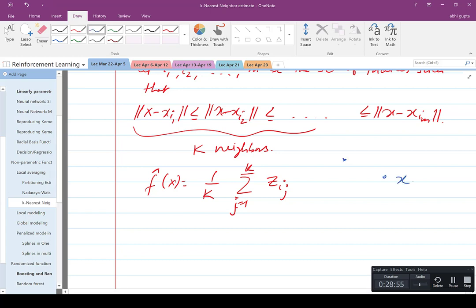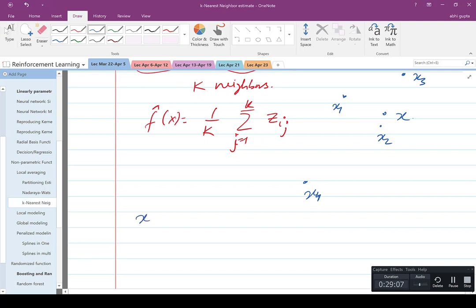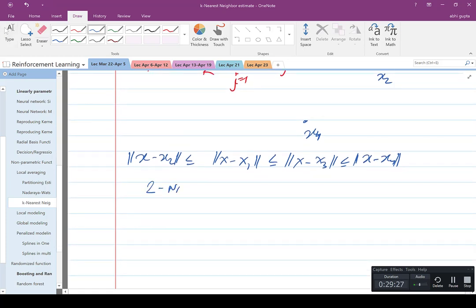So this is my x. This is x1, this is x2, this is x3, this is x4. We know that norm of x minus x2 is less than or equal to norm of x minus x1, is less than or equal to norm of x minus x3, is less than or equal to norm of x minus x4. If I'm just interested in the two nearest neighbor estimator, the 2NN estimator, then my f hat of x will be (z2 plus z1) over 2.